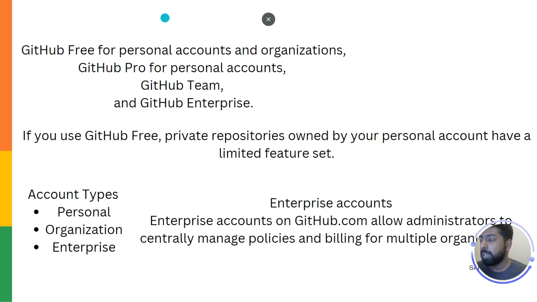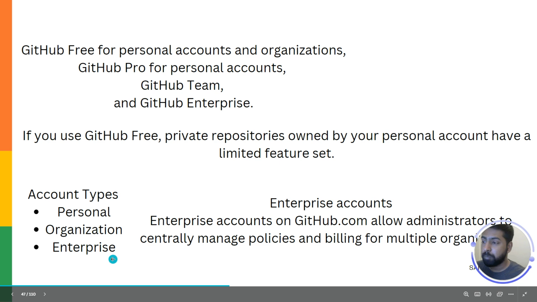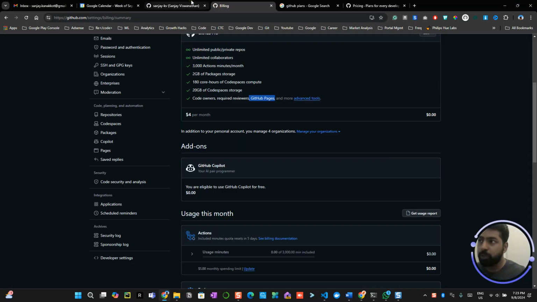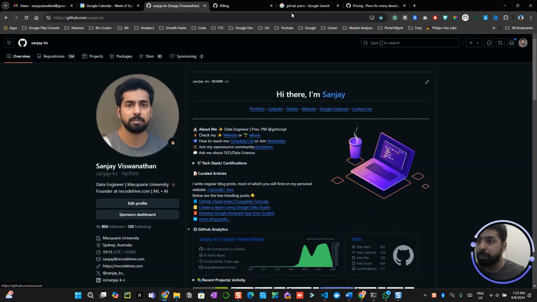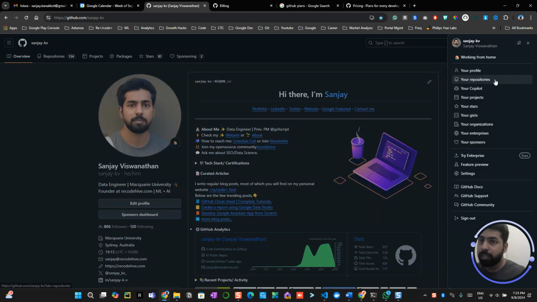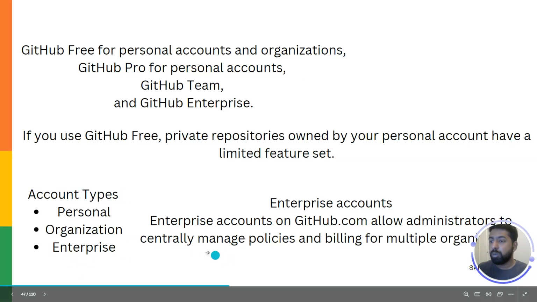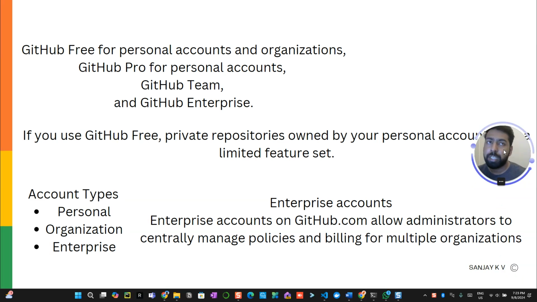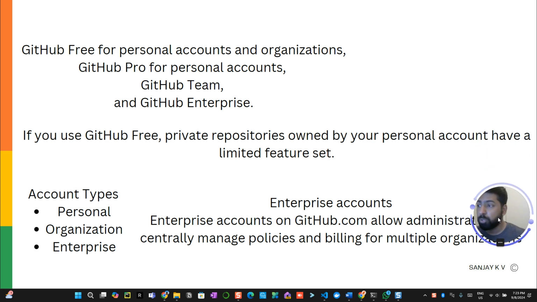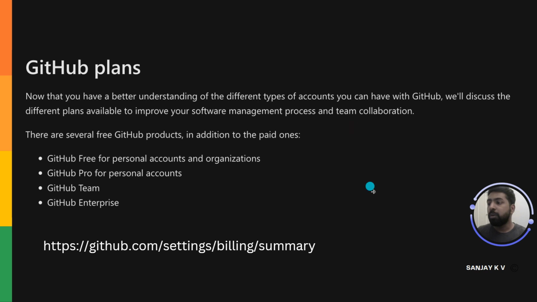And now we have different types of accounts: personal, organization, and enterprise accounts. The one which we are using, including me, is a personal account. Now you can create an organization-level account. You can go to your organization and create an account over there, and then it becomes organization level. Enterprise accounts are something different. An enterprise account allows you to administrate more and centrally manage policies or billing for multiple organizations, which belong to your repository, your account or team. So this is exactly how it works.